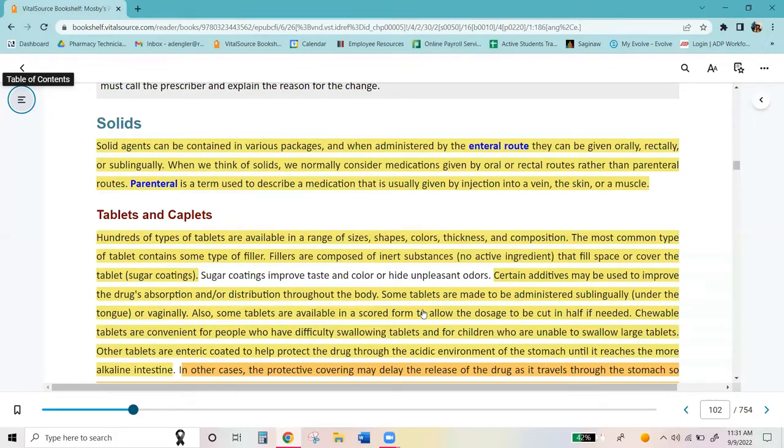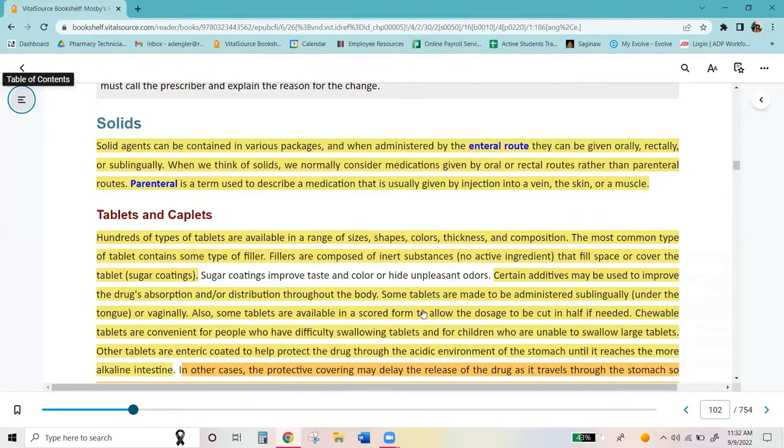Hundreds of types of tablets are available in a range of sizes, shapes, colors, thickness, and composition. The most common type of tablet contains some type of filler. Fillers are composed of inert substances which have no active ingredient, that fill space or cover the tablet, like a sugar coating. Those can help improve taste and color or hide unpleasant odors. Certain additives may be used to improve the drug's absorption and or distribution throughout the body. Some tablets are made to be administered sublingually, under the tongue, or even vaginally.